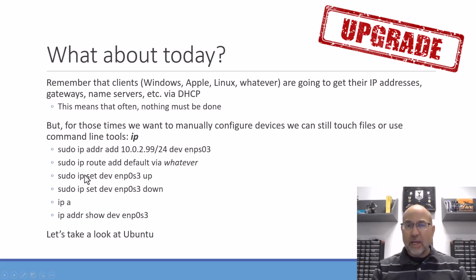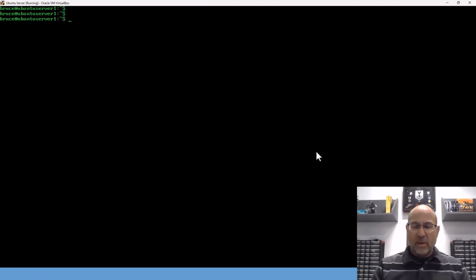Now, it's clunky, right? It's a lot more clunky than ifup and ifdown. But we want to get used to it because there's a method to the madness here. All right, and then we can see what we did with our work. So let's take a quick look at the Ubuntu server. All right, here we go. Hopefully you can see the font.